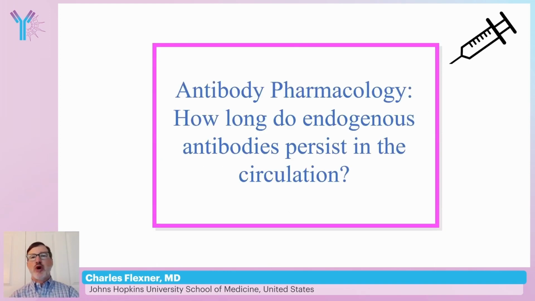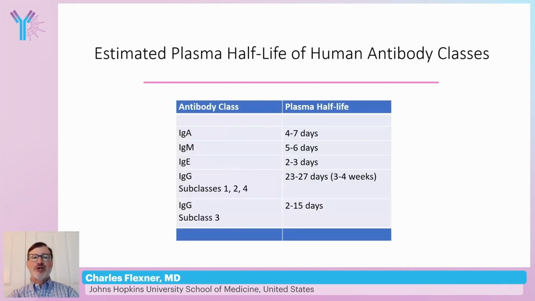So I'm going to start with this question. How long do endogenous antibodies persist in the circulation? The answer to that question depends on the antibody class in consideration. And so here's a table showing the relationship between human antibody class and the range of plasma half-lives reported for that antibody class. And the range of half-lives for antibodies ranges from 2 to 3 days for IgE, up to almost a month, 28 days for IgG, subclasses 1, 2, and 4.